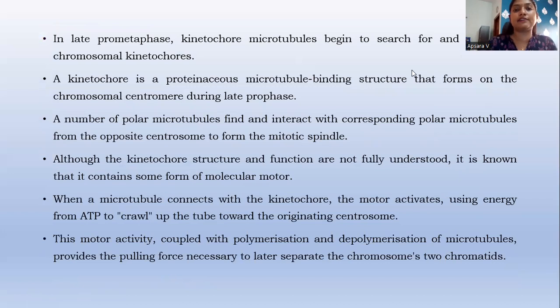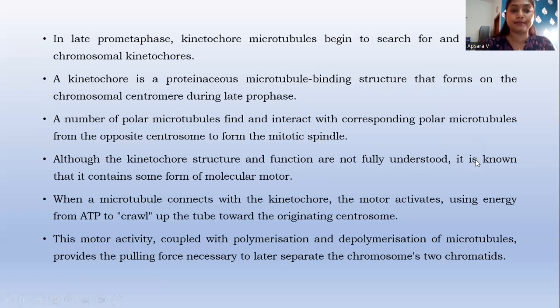In the late prometaphase, kinetochore microtubules begin to search for and attach to the chromosomal kinetochore. A kinetochore is a proteinaceous microtubule-binding structure that forms on the chromosomal centromere during the late prophase stage. A number of polar microtubules find and interact with the corresponding polar microtubules from the opposite centrosome to form the mitotic spindle.